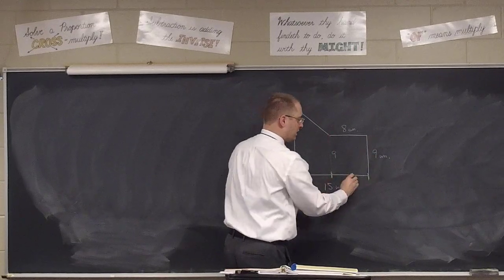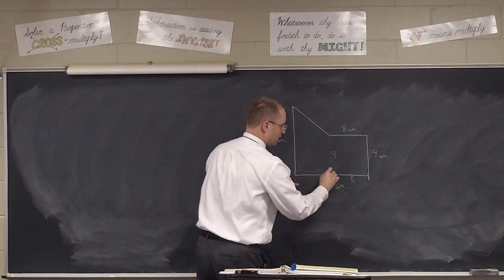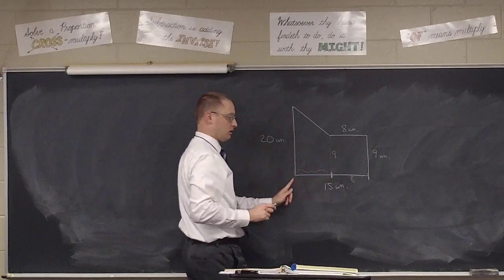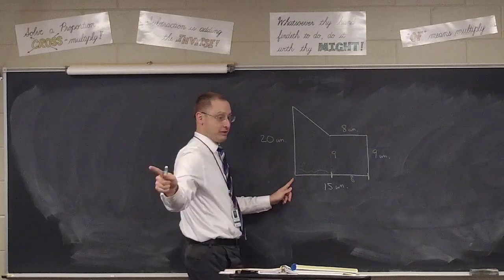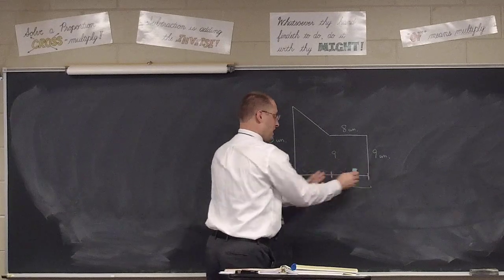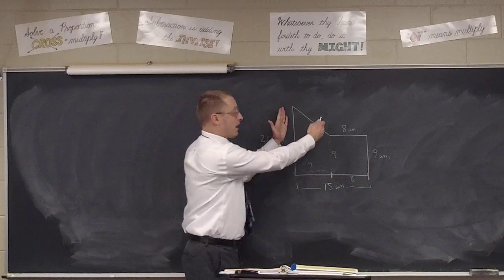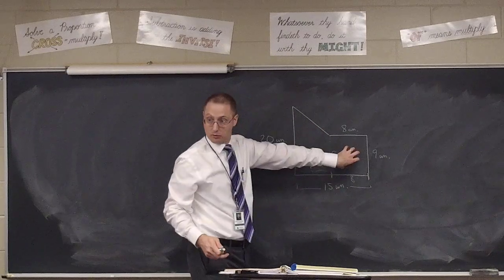Wait, 8. Which means this piece has to be how long? 7. Because this whole thing is 15. If 8 is there, that only leaves 7 units there. And now all of a sudden you could look at this as a trapezoid and a rectangle, couldn't you?